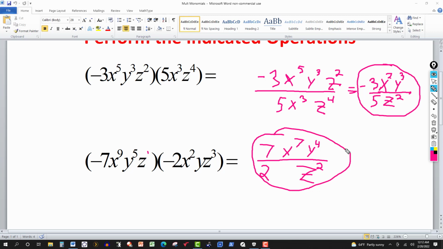Now we carry this process over to polynomials, multiplying a monomial by a binomial, binomial times a trinomial, and so forth. You're still going to be using the rules for exponents.